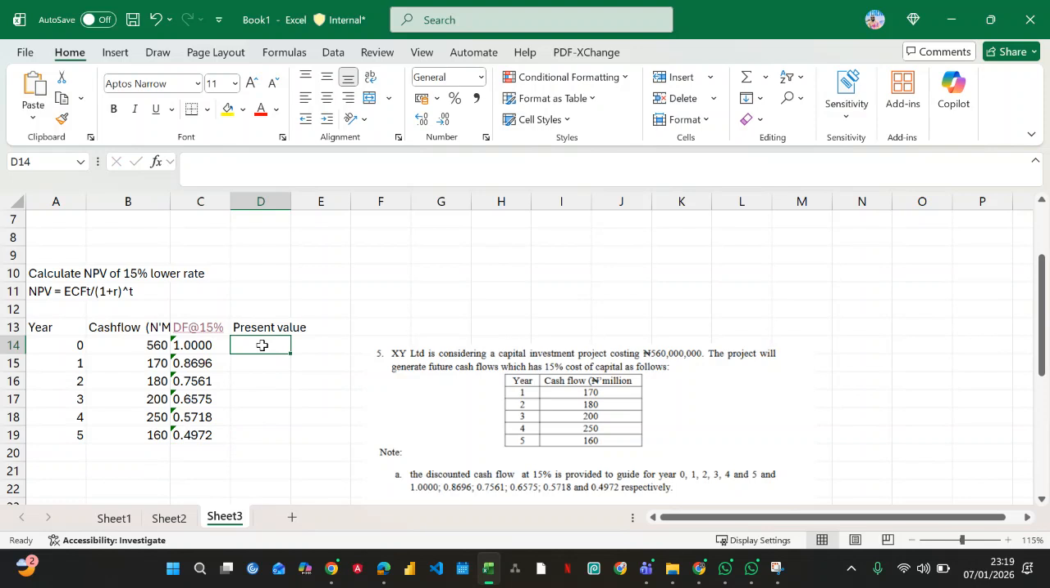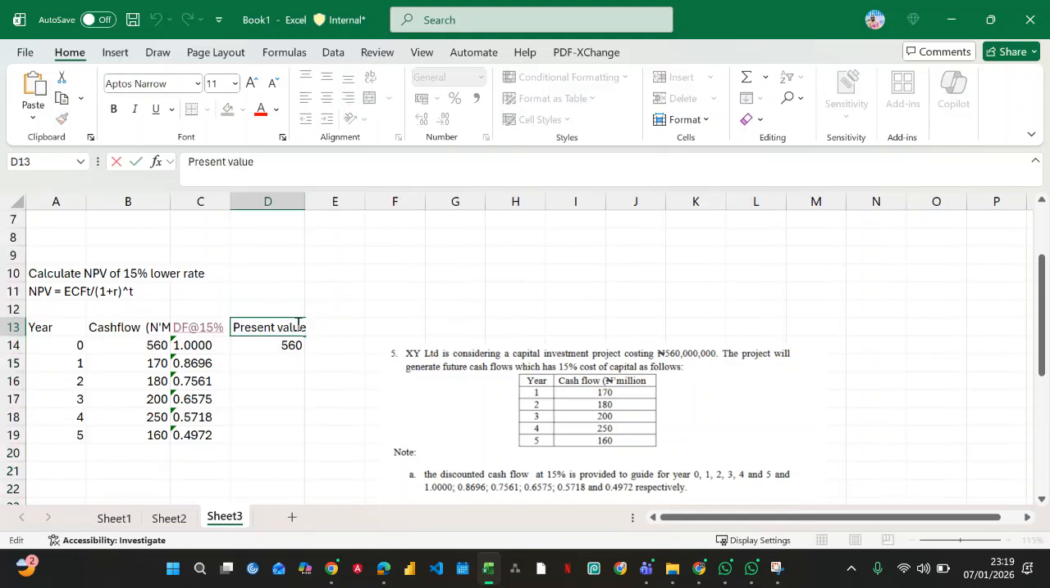So you need to get this right. So on this one now, at this 15% and this one, we need to get the present value. So what is going to be here on this first one? What values do we have here? This is supposed to be in million, so we just put that value, that million, on top here.